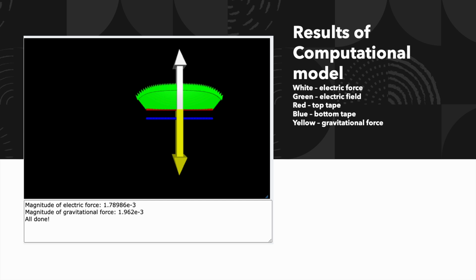This is the result of the computational model. The white arrow is the electric force, the green part is the electric field, the red line is the top tape, the blue line is the bottom tape, and the yellow arrow is the gravitational force. And the magnitude of electric force and gravitational force were also calculated.